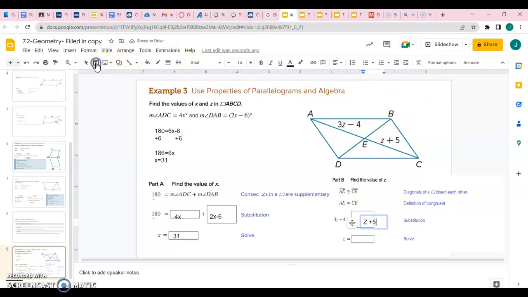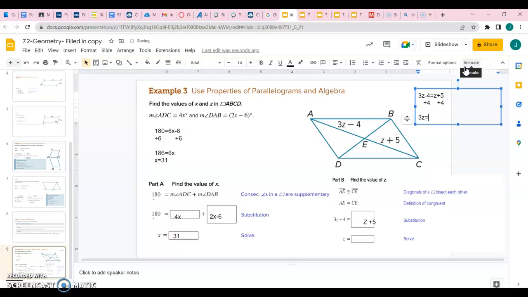And then I'm going to do this right up here. So if I have 3z minus 4 equals z plus 5, I'm going to add 4 to both sides. So now I have 3z equals z plus 9. Then I'm going to subtract my 1z from both sides. So 3z minus 1z gives me 2z equals 9. And I'm going to divide by 2, so my z gives me 4.5. So z equals 4.5.